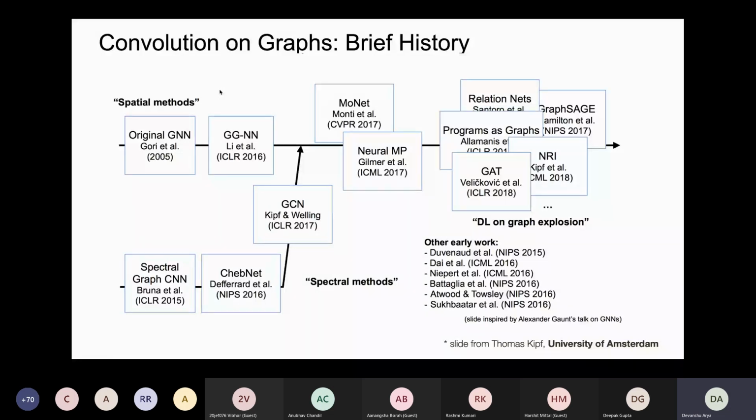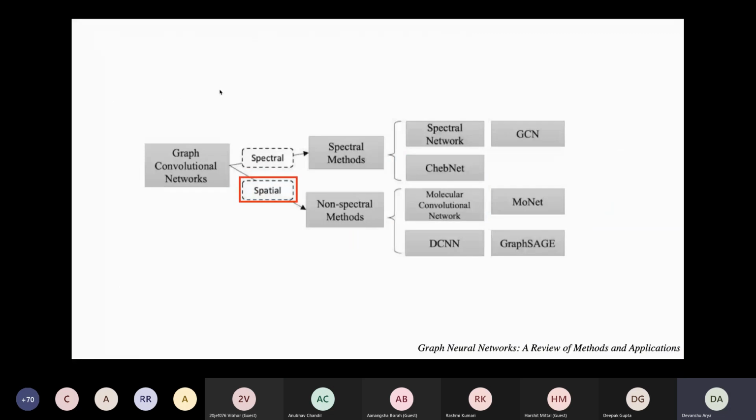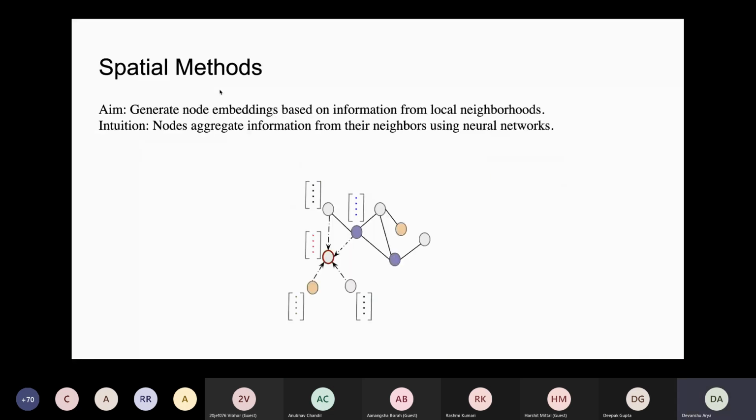I won't get very detailed into it, but I'll just give a brief summary that spectral methods are more computationally expensive, and also hard to infer, hard to basically do any kind of reasoning over these methods. So for the sake of time and this lecture, I'll just focus on the spatial methods. The spatial methods are also referred to as message passing neural networks.